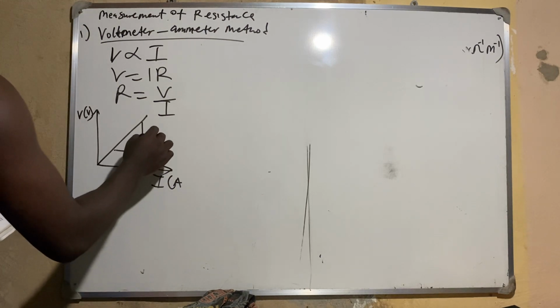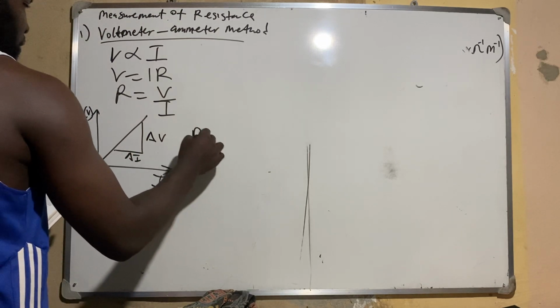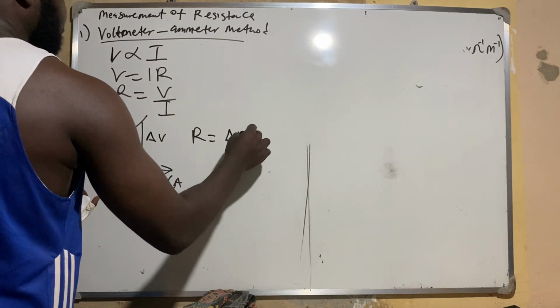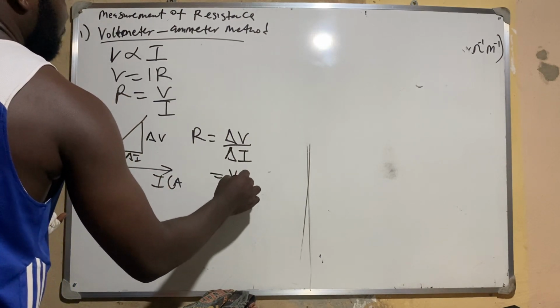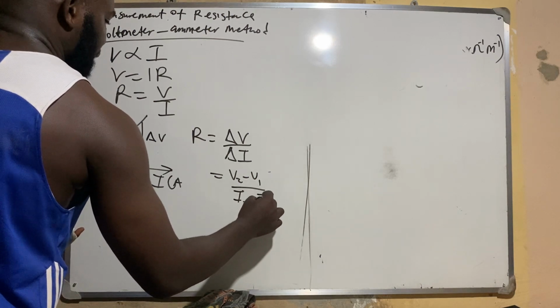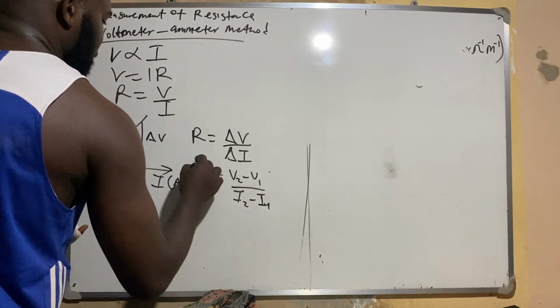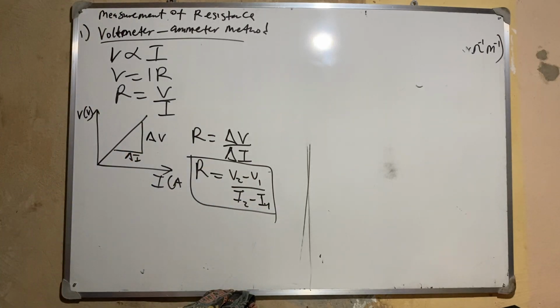And the slope of potential difference with current is called the resistance. So this is change in V and this is change in I. So your resistance R is equal to change in V over change in I, which can be V2 minus V1 all over I2 minus I1. Okay, that's another formula for resistance. Very important formula to note.